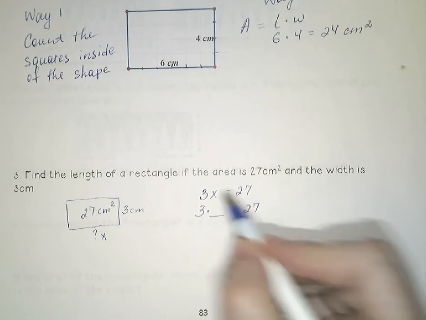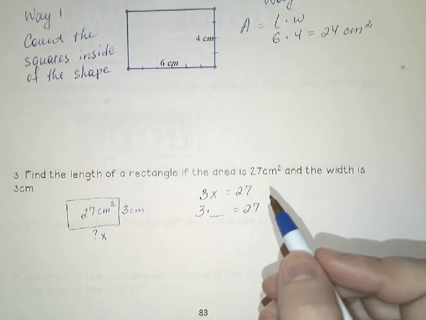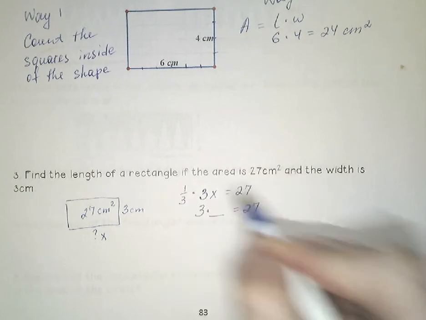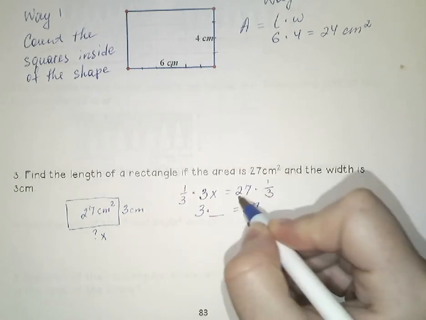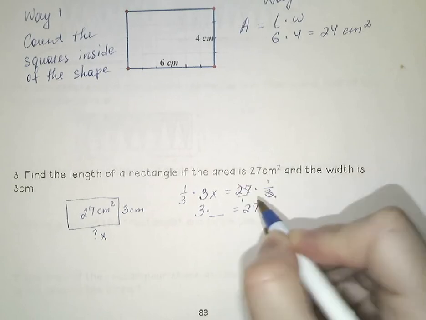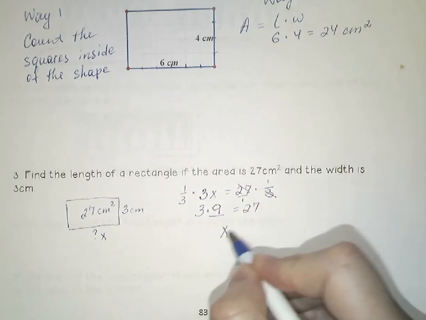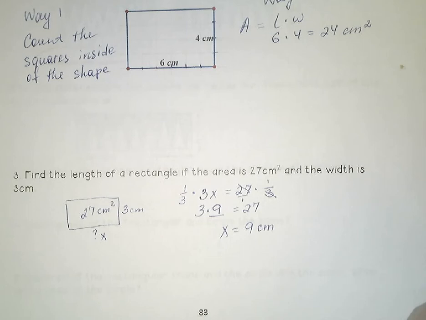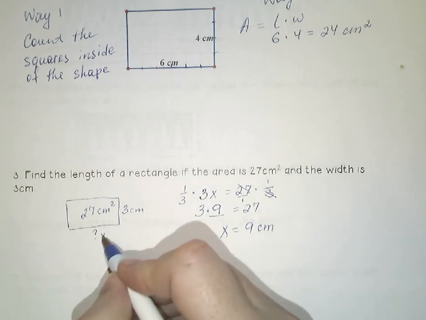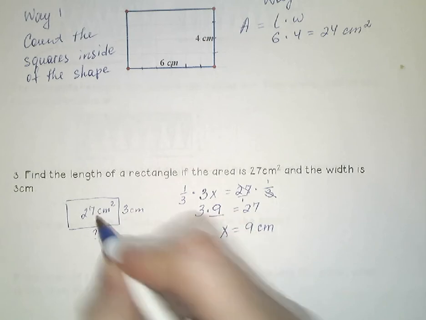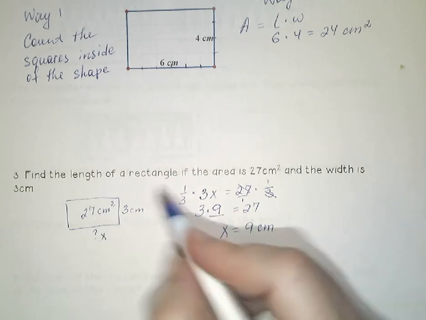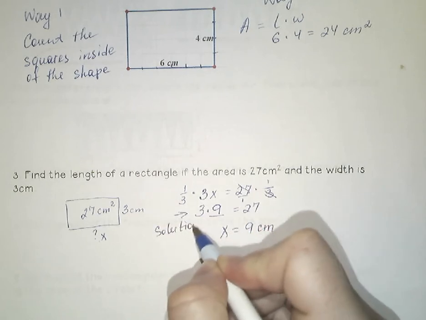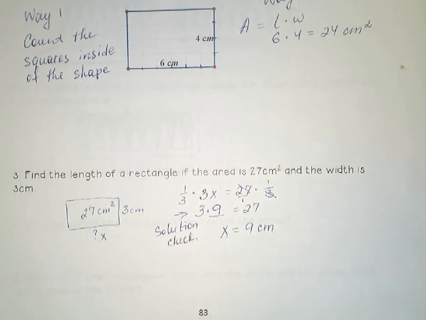But how do I find that x? I would multiply by the reciprocal of 3, right? Going back to the 7th grade, I'm multiplying by 1/3 both parts of my equation, and I'm simplifying 27 and 3, and that's how I get my 9. X equals 9, and that is centimeters. To find out whether I'm correct, I'm going to put 9 instead of my x right here. 9 times 3 is 27, and that is checking the solution right here. Solution check. All right.